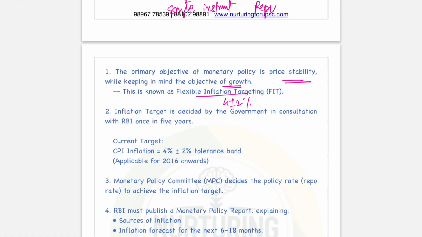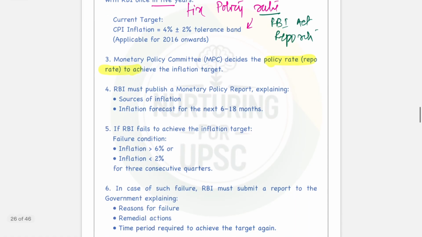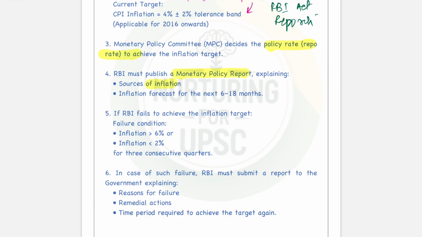The inflation target is decided by the government in consultation with the RBI once every 5 years, and the role of the monetary policy committee is to fix the policy rates to maintain the inflation in this band. The policy rate is defined in the RBI Act as the repo rate, to achieve the target. The RBI also should publish the monetary policy report explaining the sources of inflation and the inflation forecast. And if for 3 consecutive quarters the RBI fails to maintain inflation in the 4 plus minus 2 bandwidth, then it should submit a report to the government explaining the reasons for failure, actions that are being taken, and the time period required to achieve the target again.